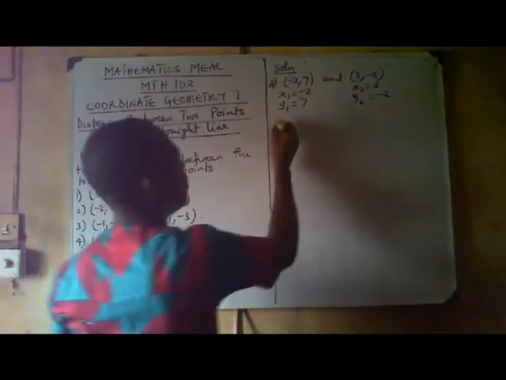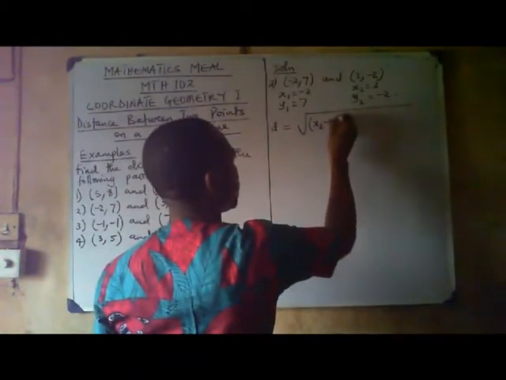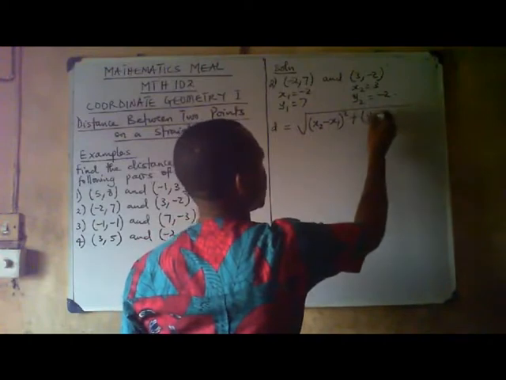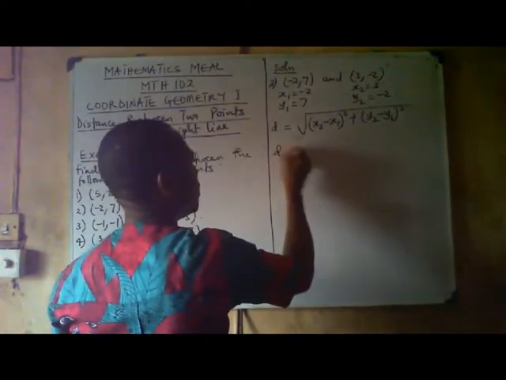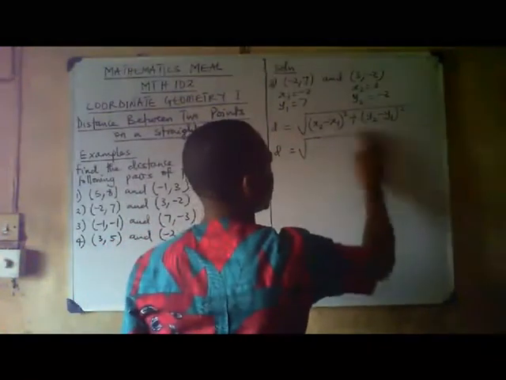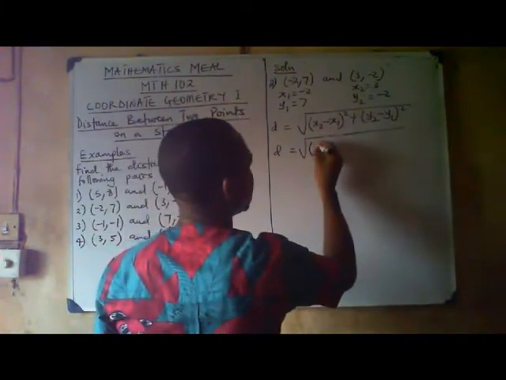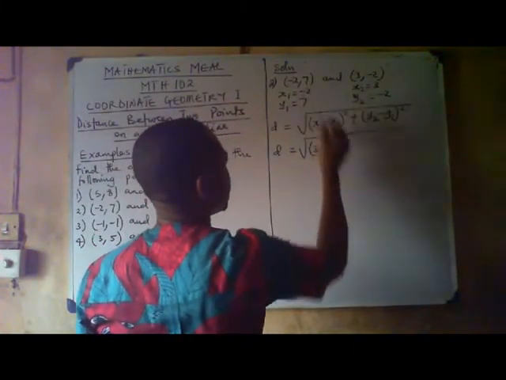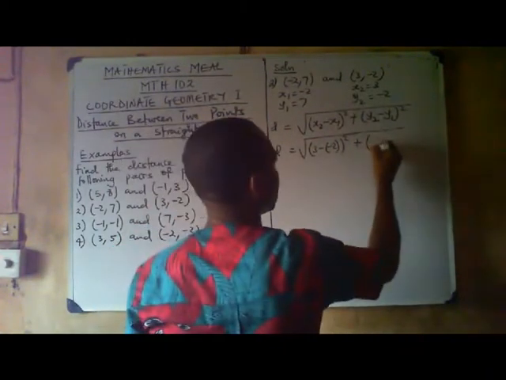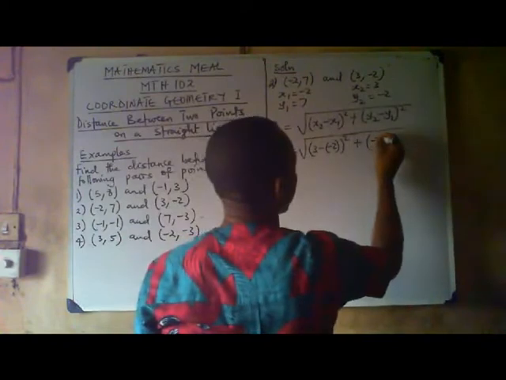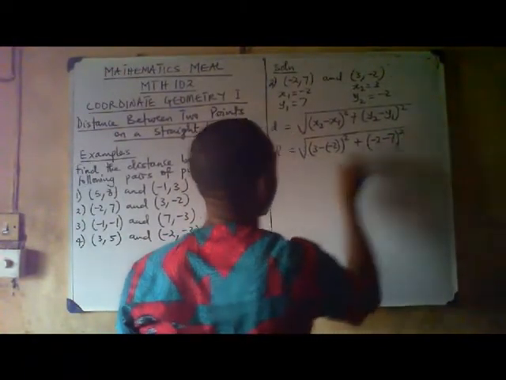So what will be our d? D is square root of x2 minus x1 squared plus y2 minus y1 squared. So d becomes square root of, what is x2? x2 is 3, minus x1 is minus 2, all squared, plus, what is y2? Minus 2, minus what is y1? Just 7. We will have that all squared.